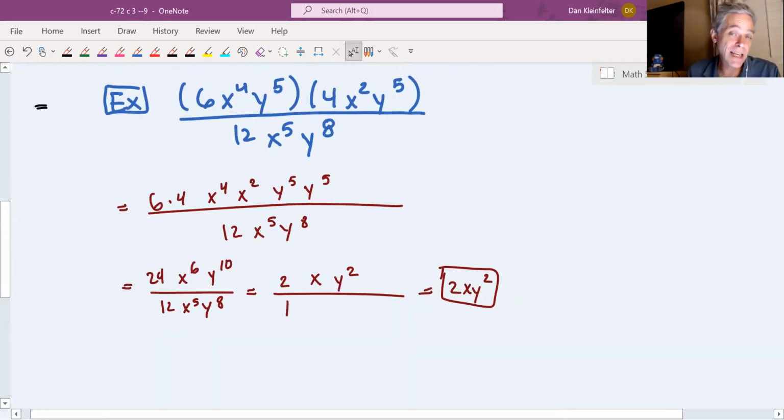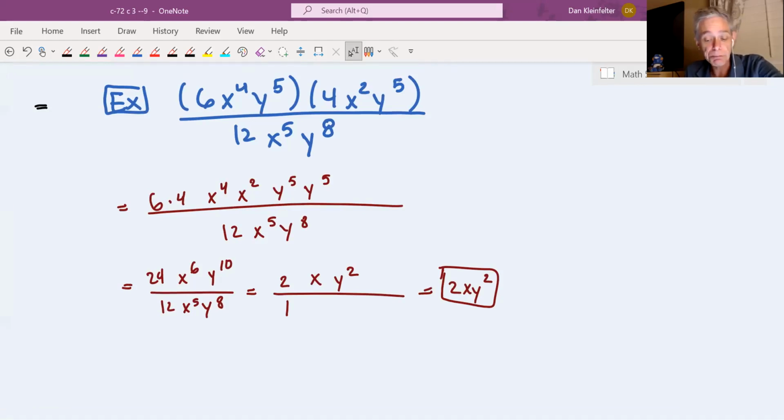All right, that takes us to the end of this section, all about dividing monomials. We saw 2 different exponent rules that were new. In the next section, we'll go on to dividing polynomials.